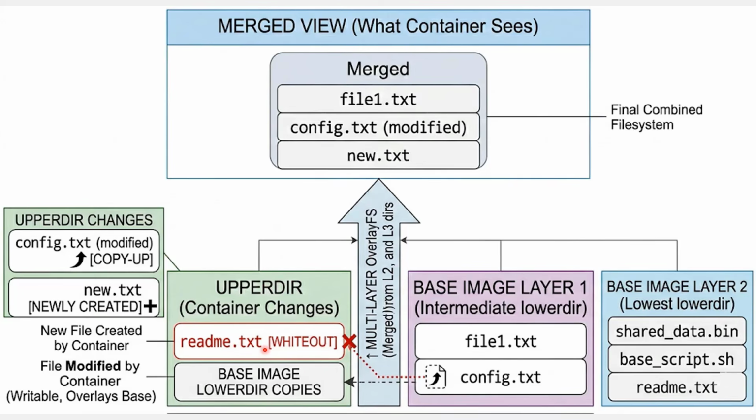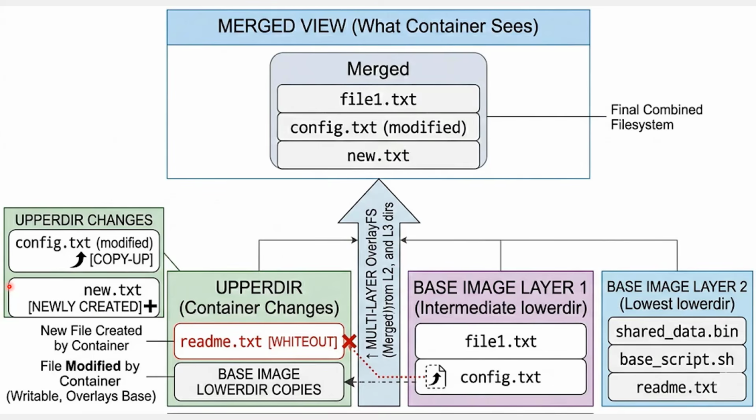So now let's connect everything we built. The lower directory has the base image layers, the upper directory contains the container changes, the merged view is what the process sees, and OverlayFS is the system deciding which version to show. So containers don't have their own file system, they have their own view of the file system. Now everything we just understood is not theory. This is exactly what your container runtime is doing every single day.